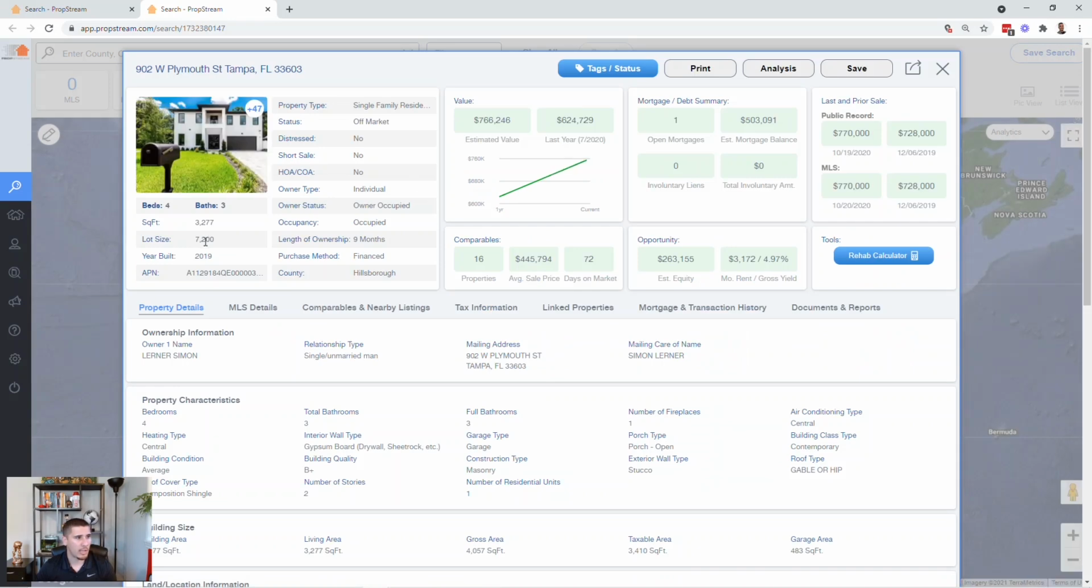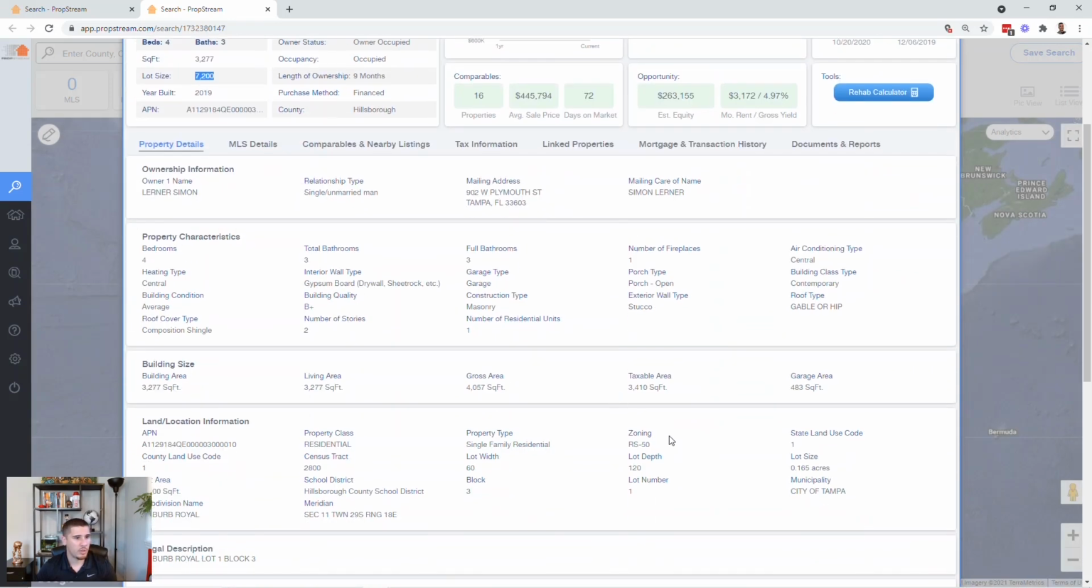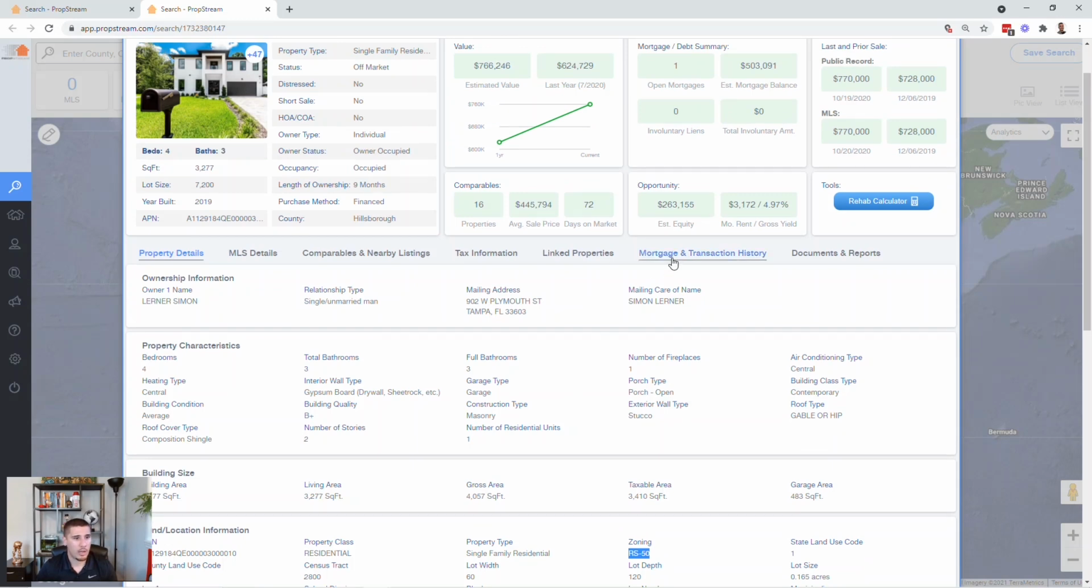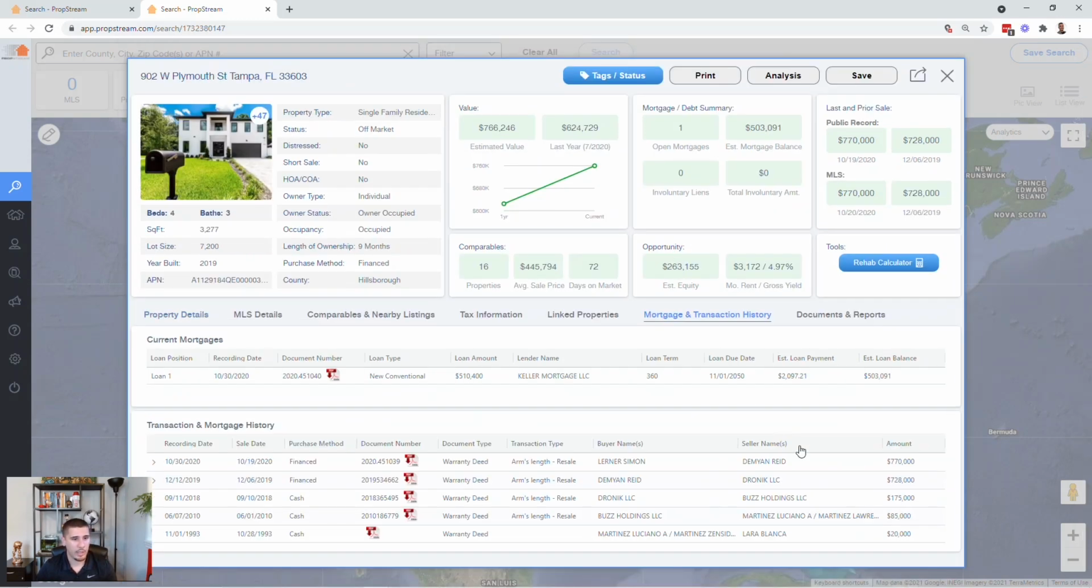The lot size is 7,200. The zoning is RS50. RS50 means the frontage of the lot has to be at least 50 feet wide per house, and R60 means the frontage has to be 60 feet wide per house. Let's click transaction history for this. We can see that Dronic LLC bought this lot for $175. It looks like they sold it to this person, this person, this person. But anyways, they bought this lot for $175.